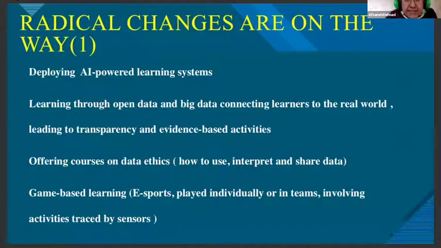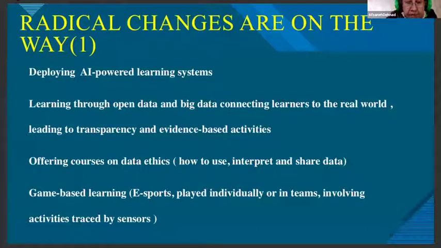They should maintain learning through open data and big data, which connects learners to the real world and leads to transparency and evidence-based activities. Universities offer courses on data ethics. Why? Because if they're using open data or big data, they should be able to interpret the data, share the data, and use the data correctly.